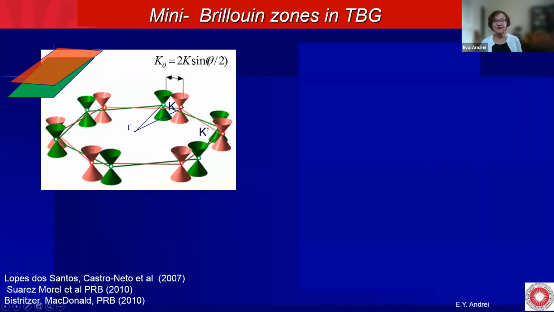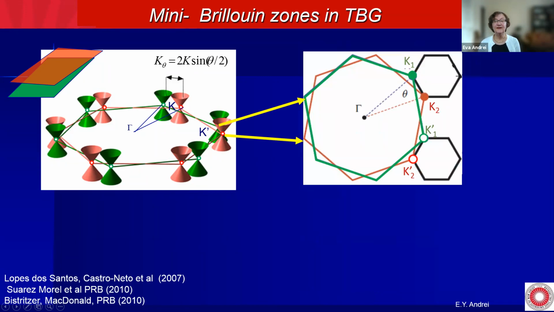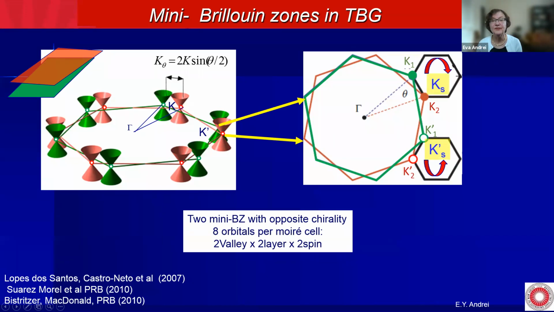So in order to understand why we create this flat band here, it's useful to look in reciprocal space. So this is the reciprocal space and the Dirac cones for the bottom layer in green, the top layer in red. And when you look at the Brillouin zone, you see that you create 2 mini Brillouin zones because of the super period. And what's interesting here is that the Brillouin zone here on top of the superlattice is generated by the K values in the bottom and top layer. So they have the same chirality. Whereas the mini Brillouin zone at the bottom here is created by the K prime, so it has the opposite chirality. So we have 2 mini Brillouin zones. We have 8 orbitals per unit cell, which correspond to 2 valleys, 2 layers and 2 spins, twice the degeneracy of a single layer graphene.